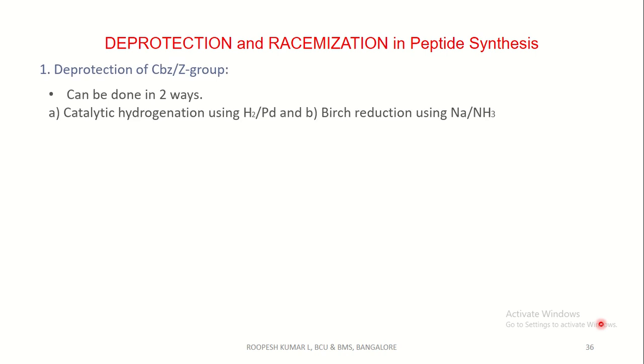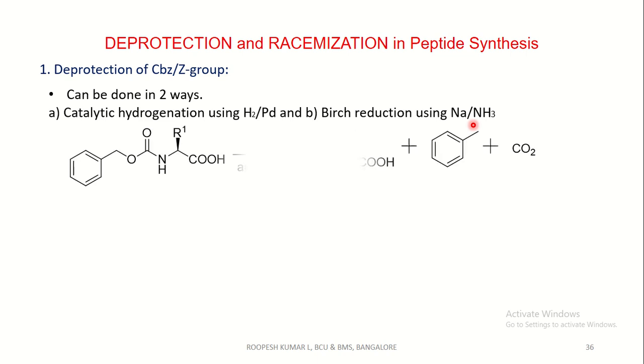And coming to the deprotection and racemization in peptide synthesis. Let's see the deprotection of the Z group, which can be done in two ways. One method is catalytic hydrogenation using hydrogen and palladium, and the other is Birch reduction using sodium in liquid ammonia.